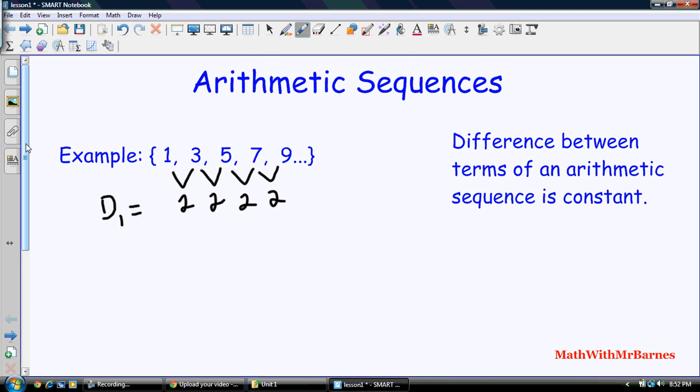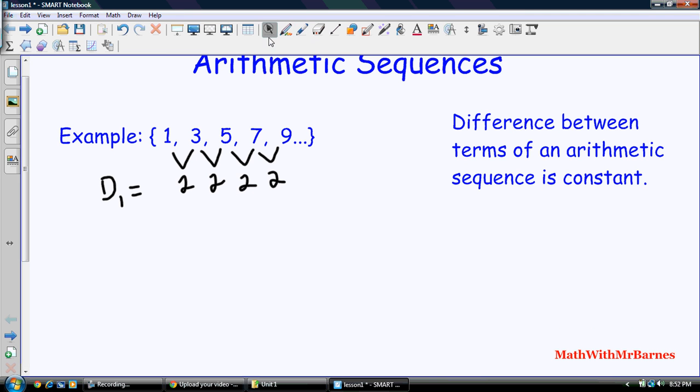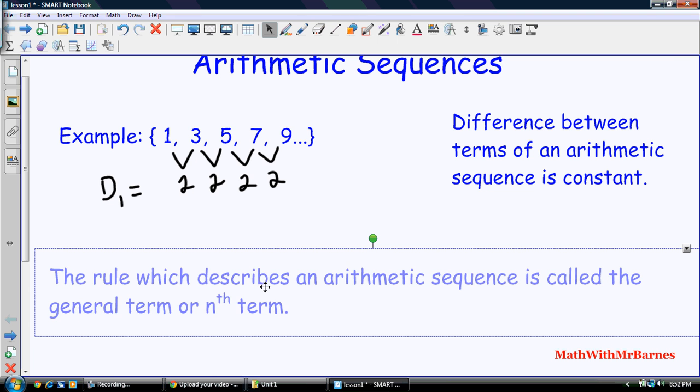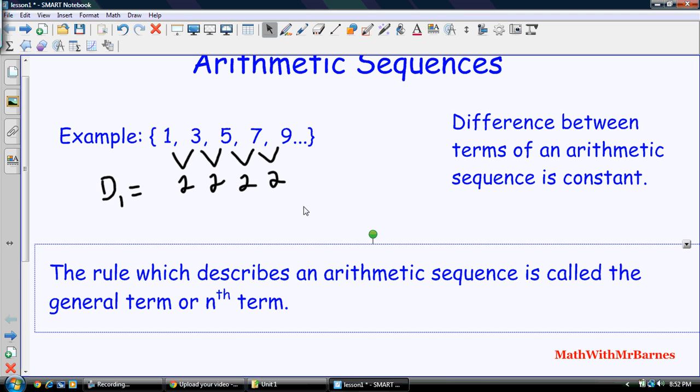All right, so we're interested in being able to find a general term of this sequence. The rule which describes an arithmetic sequence is called the general term, or the nth term. In order for it to be a sequence, some rule has to describe it. Some people might want to call it the formula or the relation, whatever you want to call it. Basically, it's just a rule to describe the sequence.